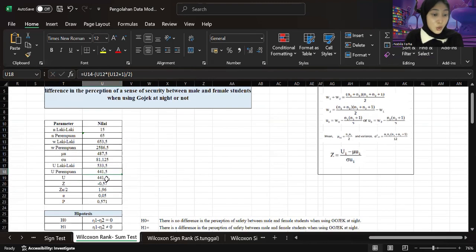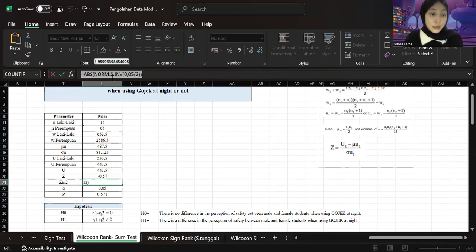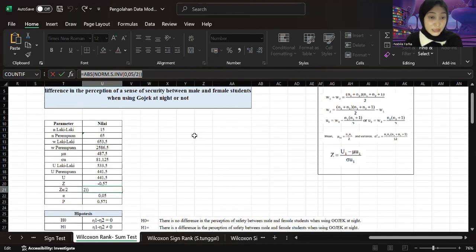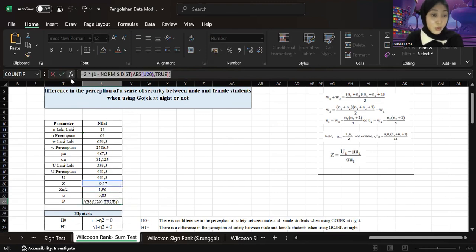After that, we use the U that has the minimum value, which is the U for women. Then we calculate the Z with this formula, and we calculate the parameter Z alpha over 2 by taking the absolute value of the norm inverse of the significance level over 2. After that, we got the p-value with this formula.